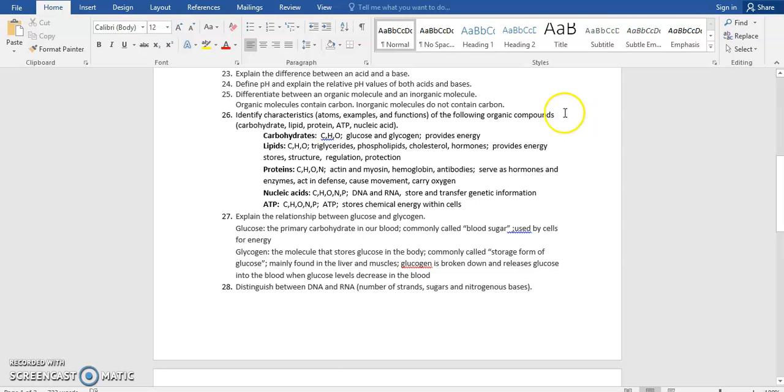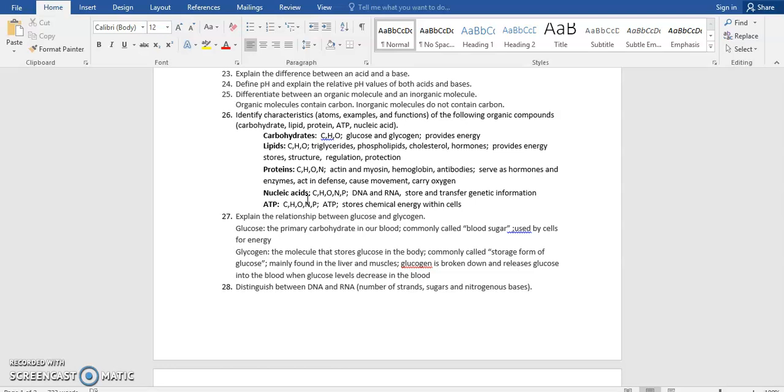And then the organic molecules are the molecules that contain carbon and usually hydrogen too, but definitely the carbon atom. And so we're going to discuss the main organic molecules that are in the human body. And if you read the textbook, it's going to have a lot more information and details than I'm going to have you know for this class.